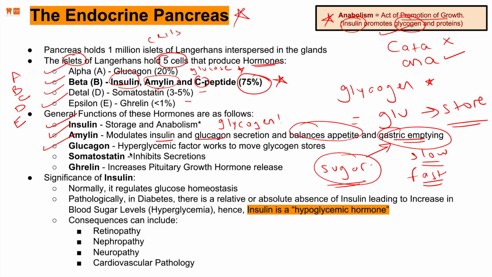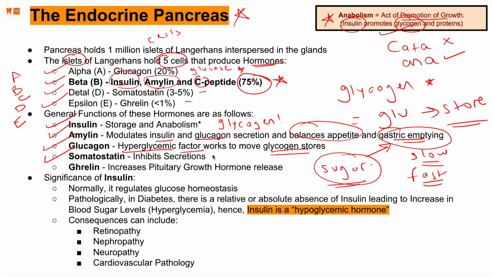Glucagon. Glucagon is a hyperglycemic factor which works to move glycogen storages. So any glycogen storage that needs to be used as glucose, it moves out of storage. Glucagon breaks the storage of glycogen and it causes hyperglycemia, which is an increase in blood sugar levels.